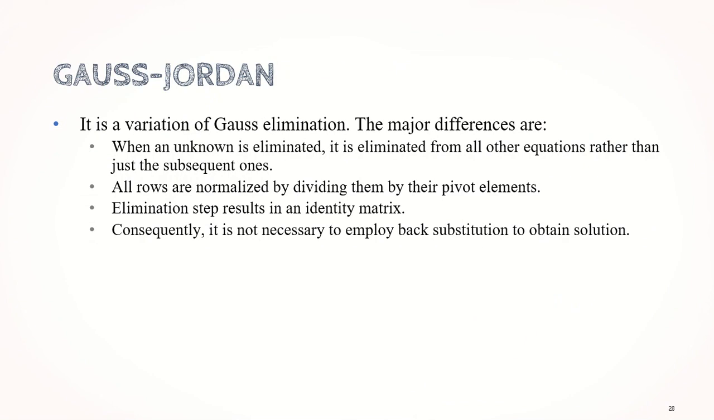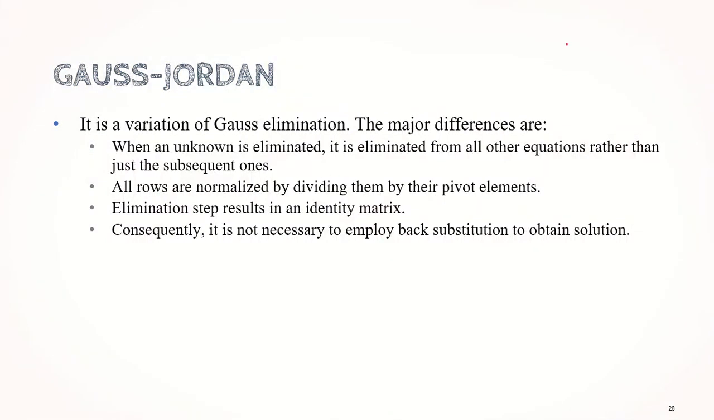Another method that you will not be using but still need to know would be the Gauss-Jordan elimination method. We are not going to focus on this method because it's quite complicated, so I'm just going to brief you a little bit on it. It's actually a variation of Gauss elimination, where the major difference is that when an unknown is eliminated, it is eliminated from all equations rather than just the subsequent ones.